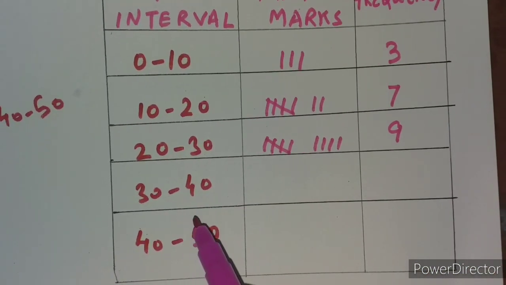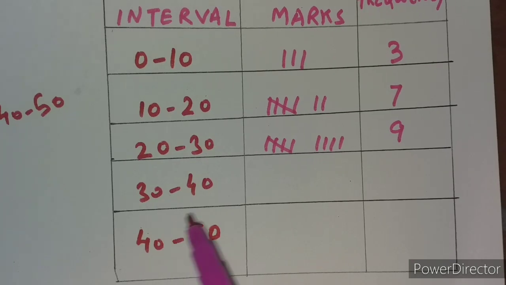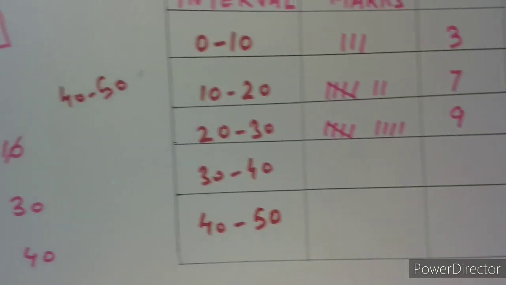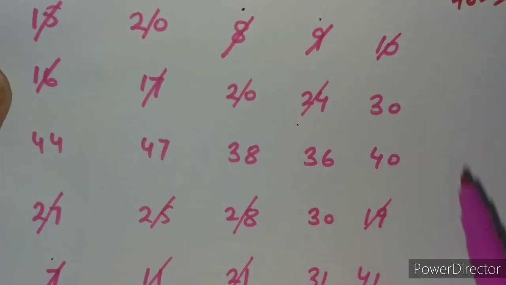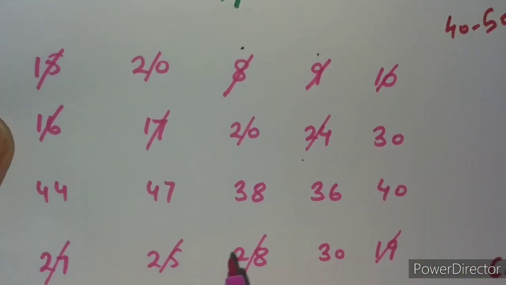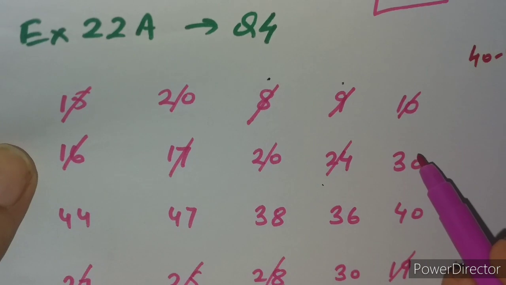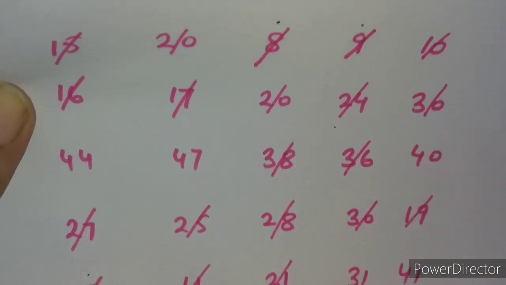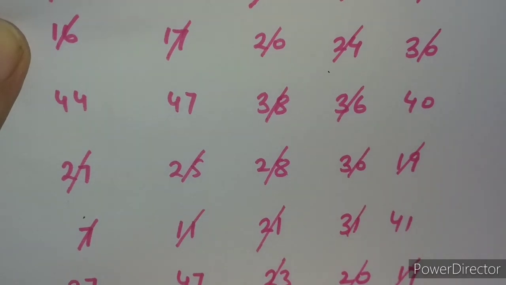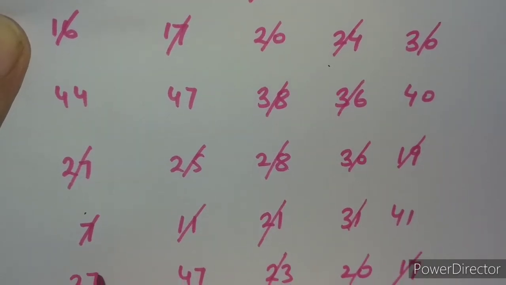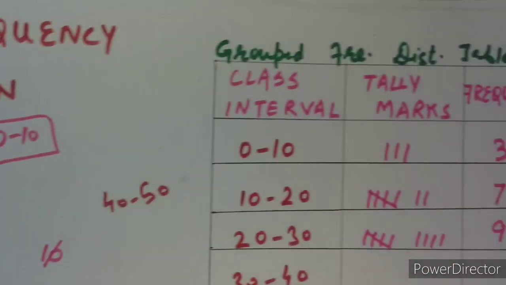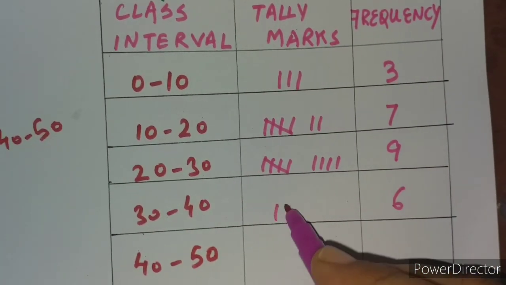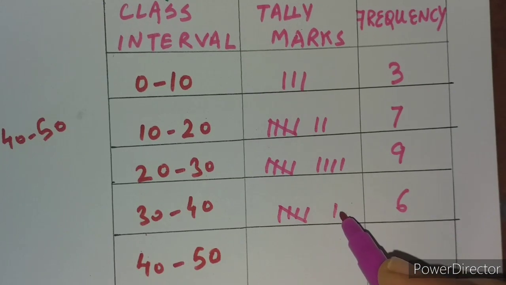So students, continuing the process like this from 30 to 40, 30 to 40 means 30 to 39 will be included. If I count those marks from 30 to 39, let me check. First line is over, we have got 1, 2, 3, then we have got 4 and 5 and 6. So total we have got 6 numbers that come between the range of 30 to 39. So 6 and 1, 2, 3, 4, 5 and 6.